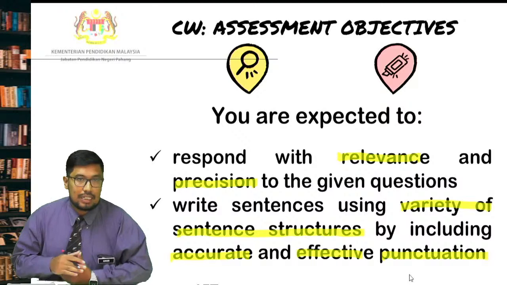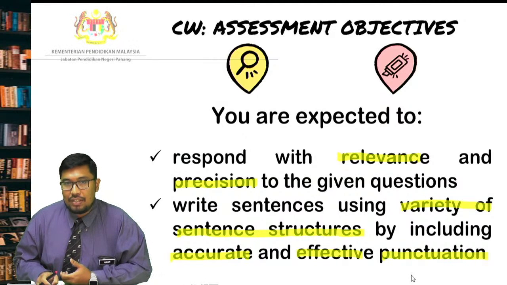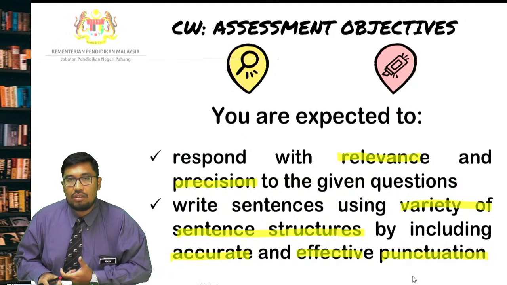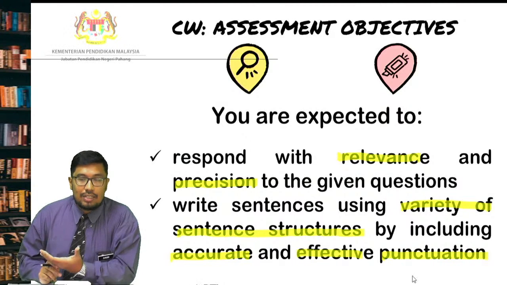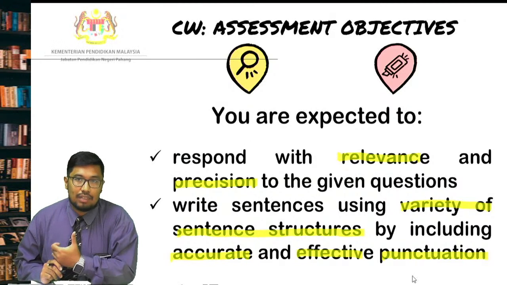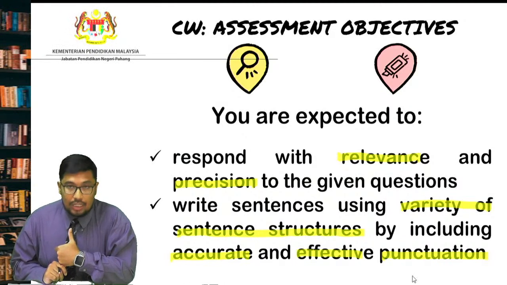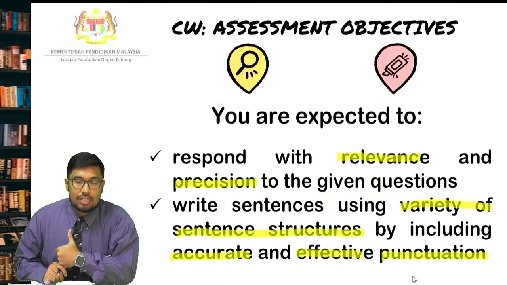If you notice in the first assessment objective, I have highlighted the words relevance and precision. Please be mindful when you are answering the question for this section, you need to be relevant. Being relevant here means you need to answer the given question. For example, if you are given the question to write a story about a fisherman, make sure you write a story of a fisherman, not writing about other professions. For example, if you write about firemen, it is clear that you are not being relevant. And then in the second part, writing sentences using a variety of sentence structures, we are focusing on this for you to get merits for the CW part for Paper 1.